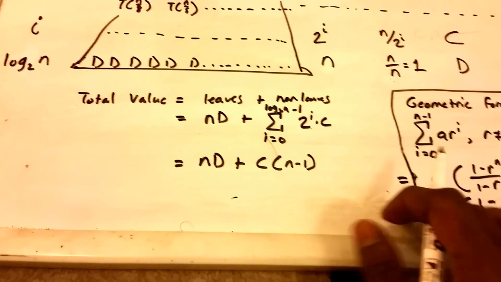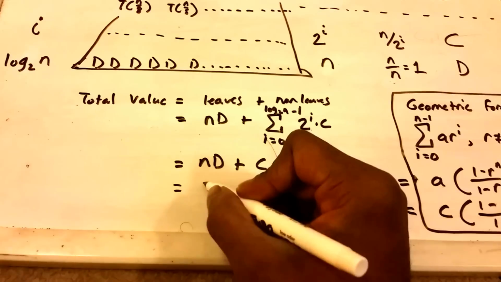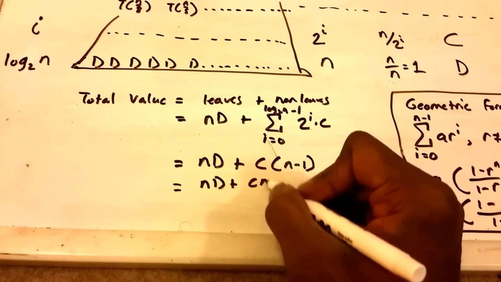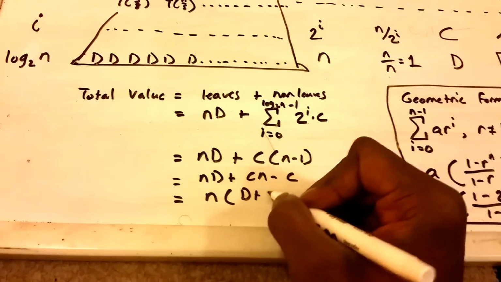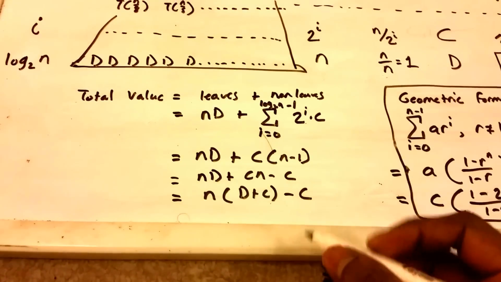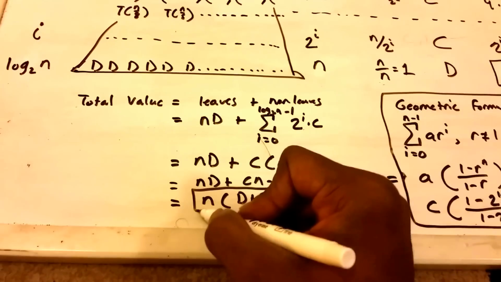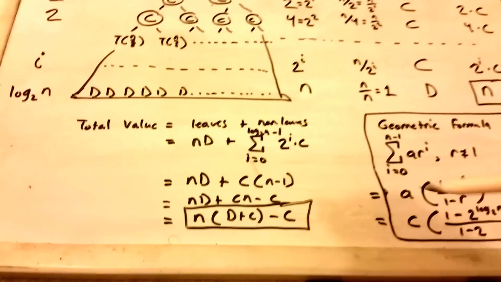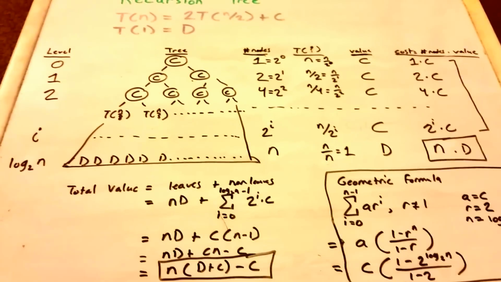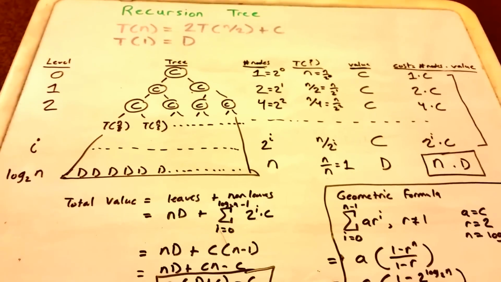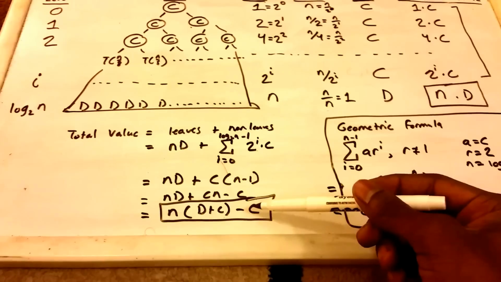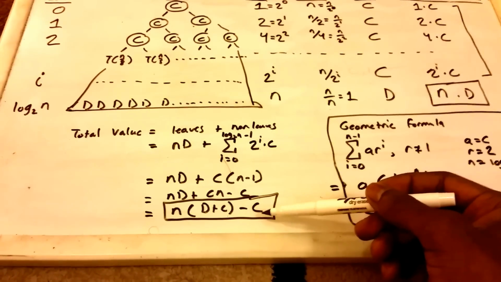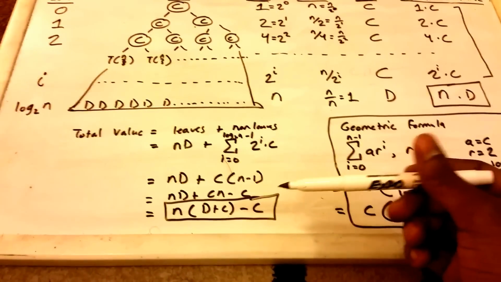And if we want to simplify this even further, we could say it's nd plus cn minus c, which equals n times d plus c, minus c. Okay? And this would be our closed form solution. It's our answer, and that's basically it. So now what you want to do is use proof by induction to prove that this is a closed form of our recurrence relation.